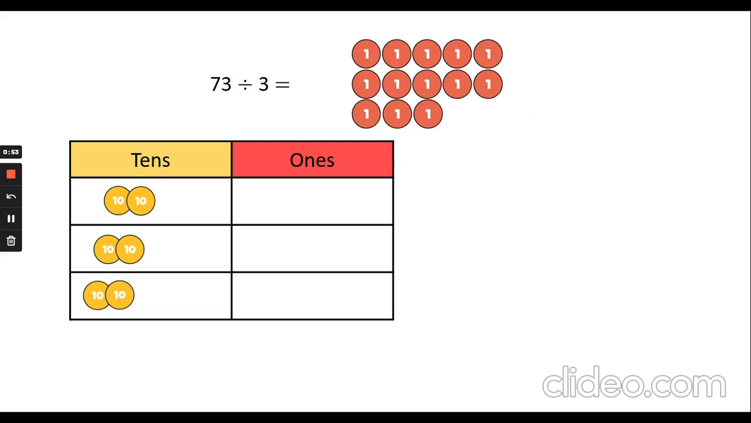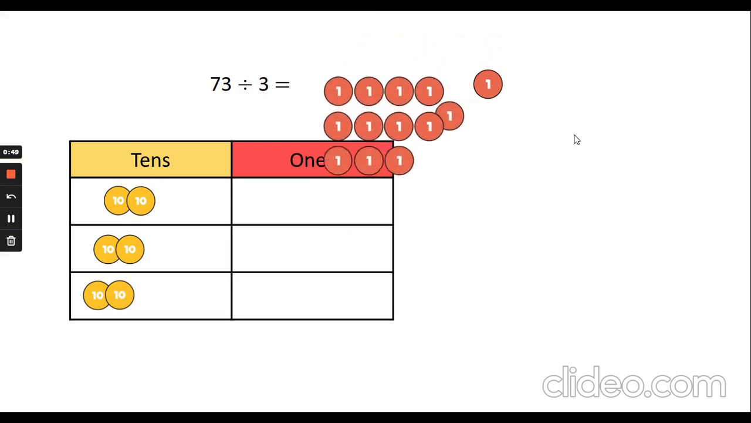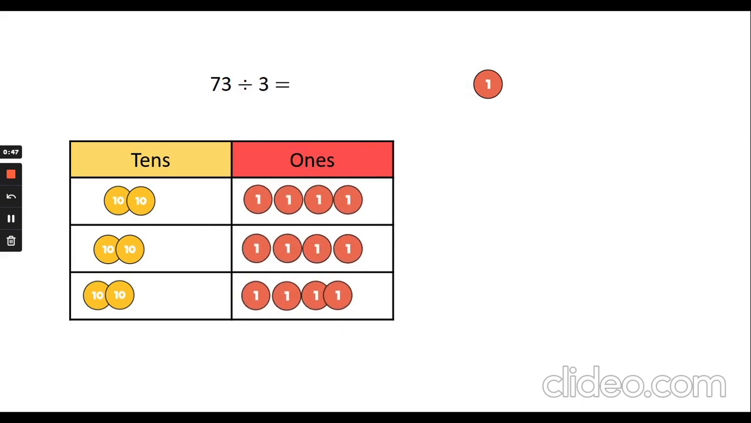Just like yesterday, we're going to share those out equally into the ones column. When I share these equally, I manage to get 4 in each row before I run out. I've only got 1 left, which means I can't make equal groups. So instead, this becomes our remainder.